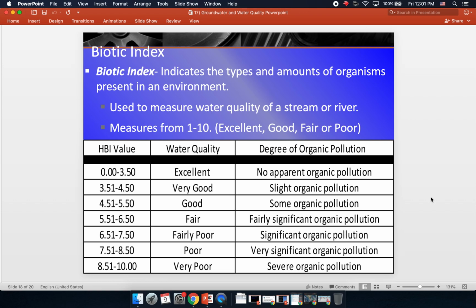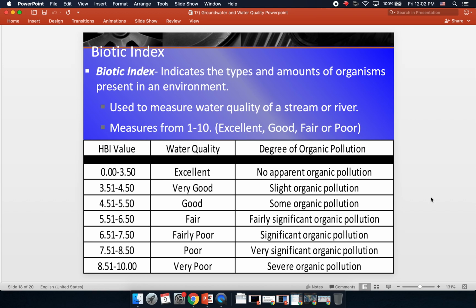3.5 to 4.5 is still considered to be very good. There might be slight organic pollution, but nothing that's going to harm you. 4.5 to 5.5 is still considered to be good. You have some organic pollution, but again, it should be okay. When we get above 5.5, we're starting to get into water that's not ideal. So 5.5 to 6.5 is considered fair, and they say there's fairly significant organic pollution. This is something you might start getting concerned about.